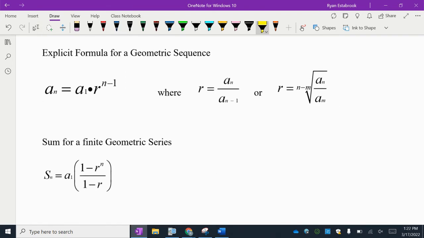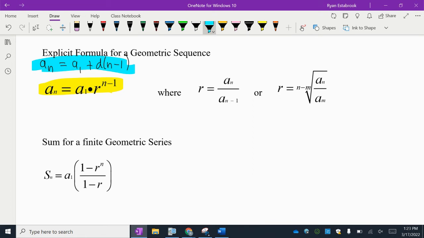Now for the formulas. First one, how do you write the explicit or direct, or sometimes called closed formula for a geometric sequence? It looks like this. Right above it, I'm going to write the formula for an arithmetic sequence. And I want you to notice how these are kind of like each other. They both have a sub 1, but in the arithmetic formula, we added. Instead, in the geometric, now we're going to multiply.